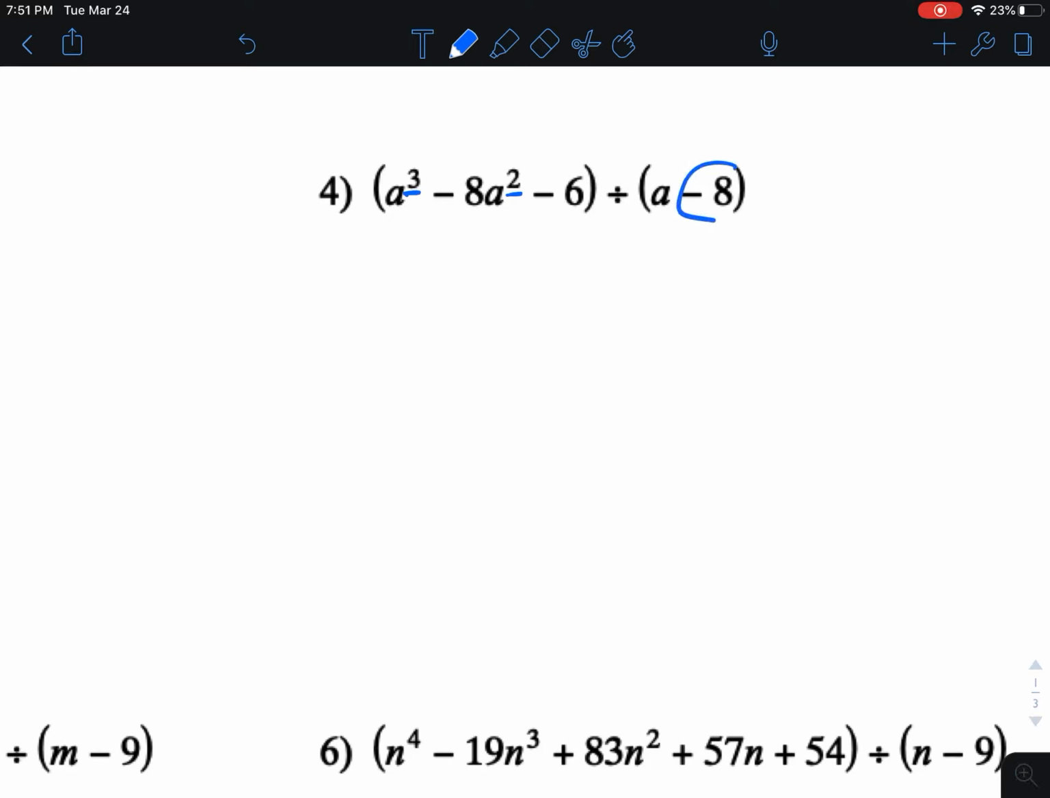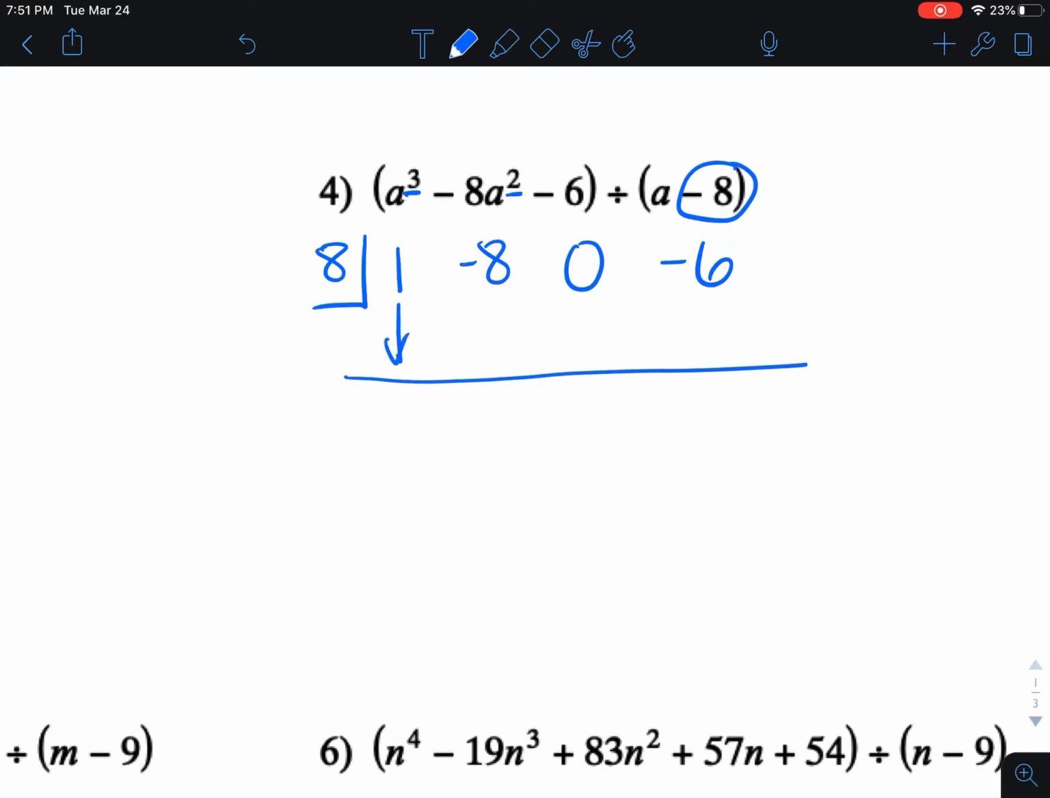All right, so we have negative 8. So we are going to take the opposite of negative 8 and make that positive 8. And then we have our coefficients, so 1, and then negative 8, and then 0, and then negative 6. Again, that 0 is representing the a term, that there is no a term. All right, leave some space. First number comes straight down. 8 times 1 gives me 8. And then negative 8 plus 8 gives me 0.